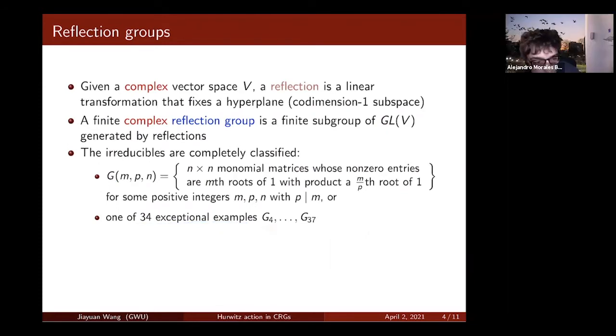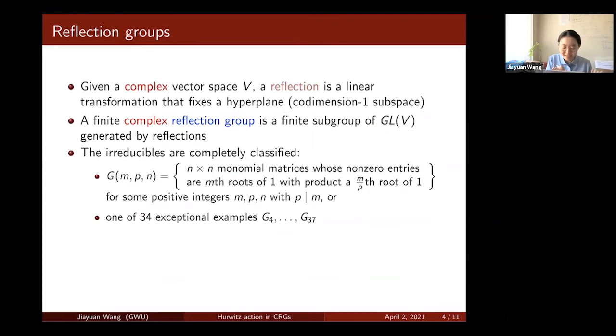Sorry, Jiayuan, can I ask a question? So in this group G(m,p,n), these n by n matrices, the entries are mth roots of unity, but can I have multiple entries in each row and column? Right, they are monomial. So in each row and each column, there is exactly one non-zero entry. Okay, thank you.